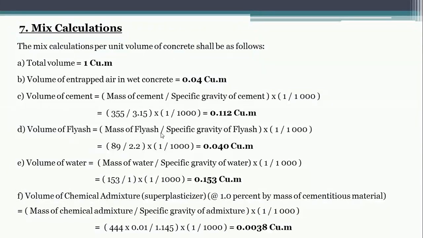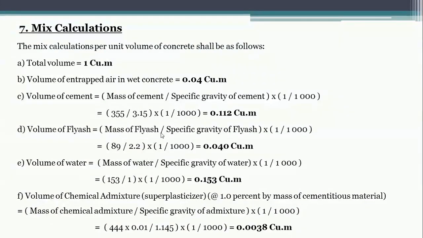So the formula is mass of chemical admixture divided by specific gravity of admixture into 1/1000. Mass of chemical admixture is 1% of the total cementitious content. The total cementitious content is 444, that is after increasing it by 10%. So 444 into 1% of the dosage, 1% means 1 by 100, you will get 0.01. So 444 into 0.01 divided by 1.145, the specific gravity of admixture, into 1 by 1000, you will get 0.0038 cubic meter.